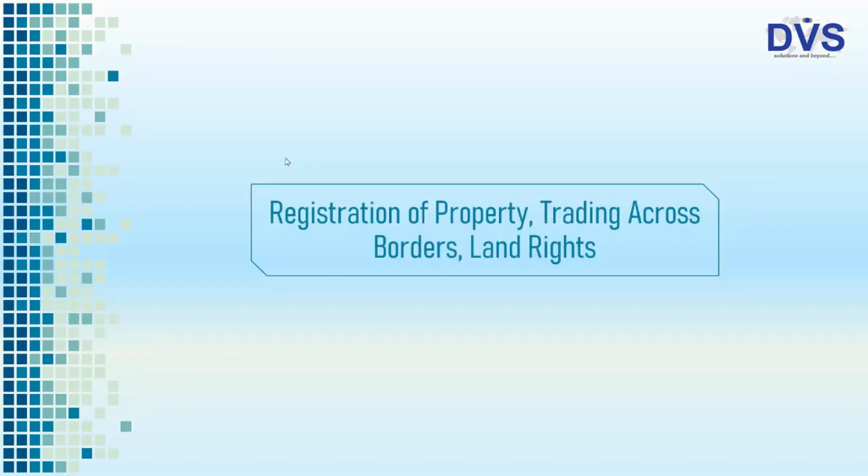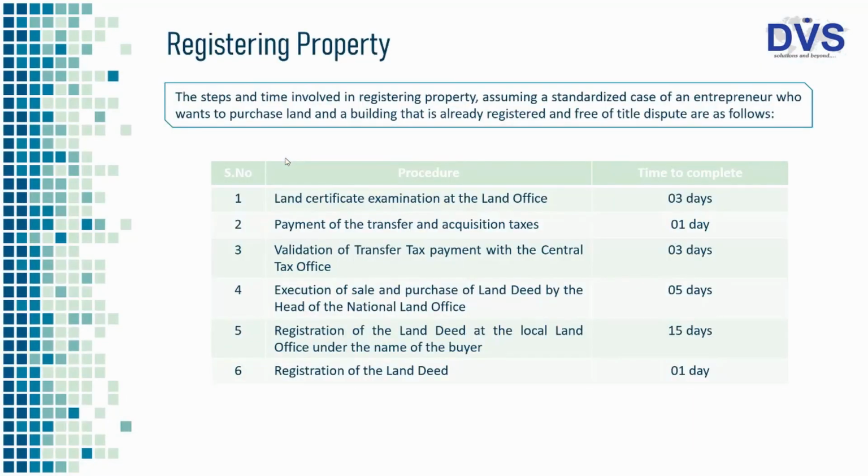Now, coming to registration of property, trading across borders, and land rights. Looking at property registration, the steps and the time involved, assume a standardized case of an entrepreneur who wants to purchase a land and building that is already registered and free of title dispute. The steps are as follows. First, application of the land certificate examination at the land office, which takes 3 days. Payment of transfer and acquisition taxes. Then validation of the transfer tax at the central tax office.